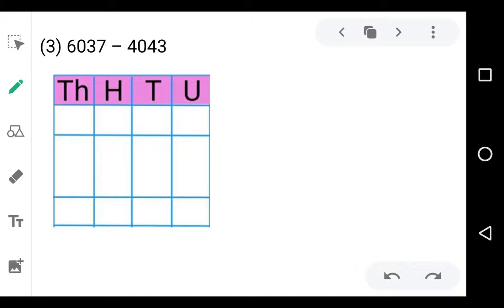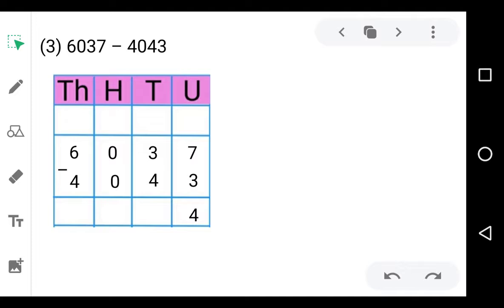Next one is 6037 minus 4043. So arrange these numbers. 7 comes at the unit place, 3 tens, 0 100, 6000. Now we arrange the second number. So in the second number 3 comes at the unit place, 4 tens, 0 100, 4000. Now subtract it. See at the unit place 7 minus 3, 4. But at the tens place we cannot subtract 4 from 3. So borrow 1 from the next place. But there is 0. So we borrow 1 from 1000 place.